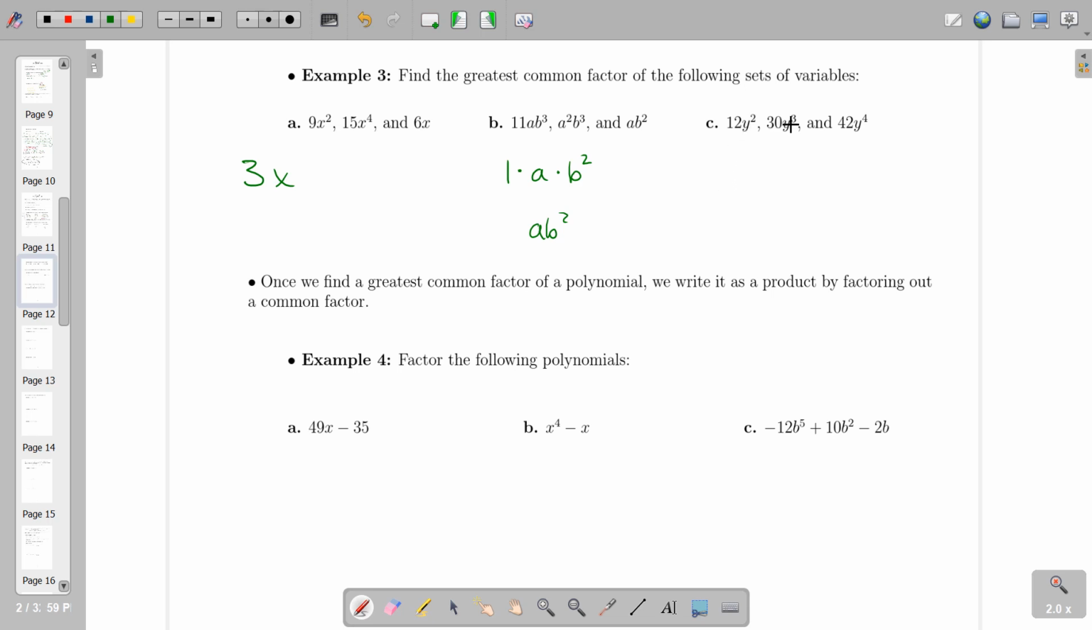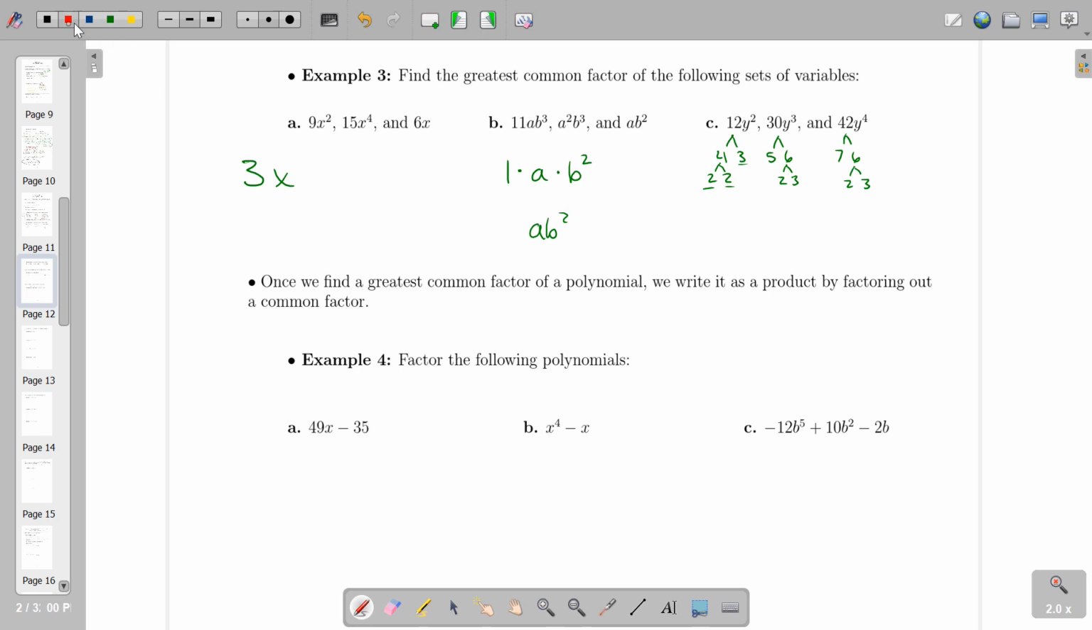All right, so I'm looking at 12, 30, and 42. Okay, so let's say that it's not clear to us, so we do prime factorization, right? So I'm going to go 4 times 3, 2 times 2. By the way, when you do this, it doesn't matter how you started. If I had gone 6 times 2, I would end up with the same prime factorization in the end. So it doesn't matter how you get the prime factorization started. 5 times 6, 2 times 3. 7 times 6, 2 times 3.